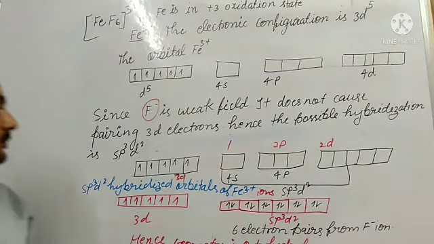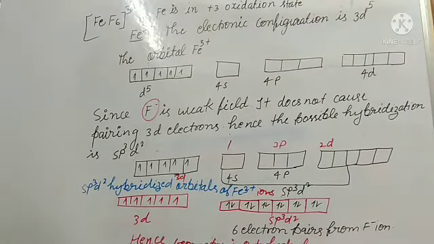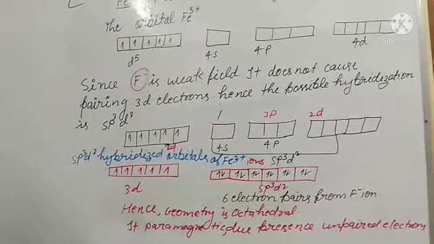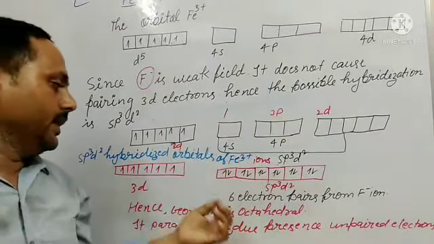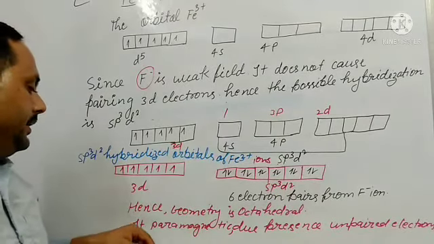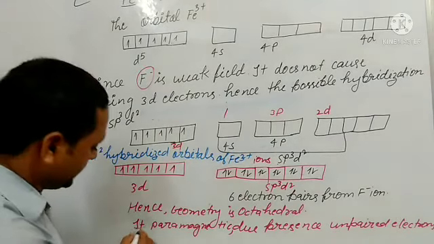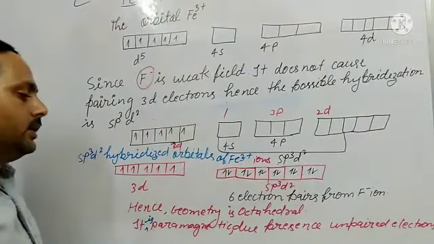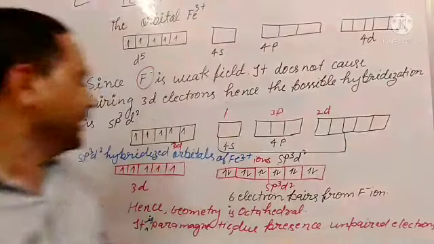We got that with the help of VBT we can explain the symmetry of the molecule and the magnetic nature of the molecule. Here we can see the geometry. Hence the geometry is octahedral because hybridization is sp3d2. It is paramagnetic in nature due to presence of unpaired electrons in 3d orbitals.